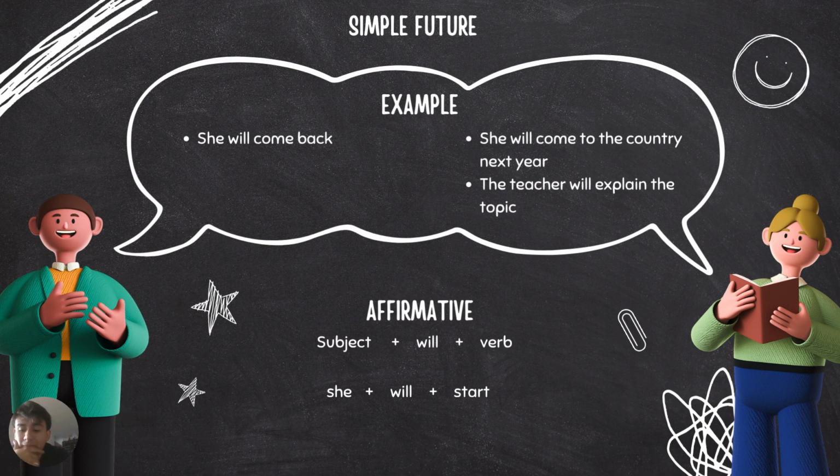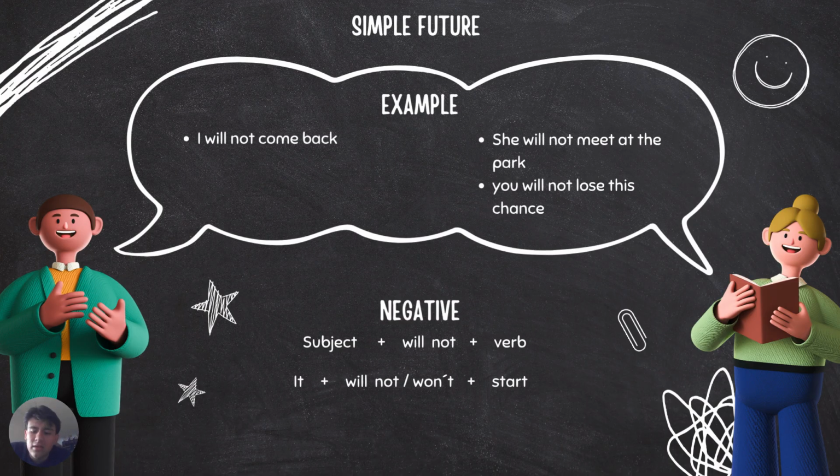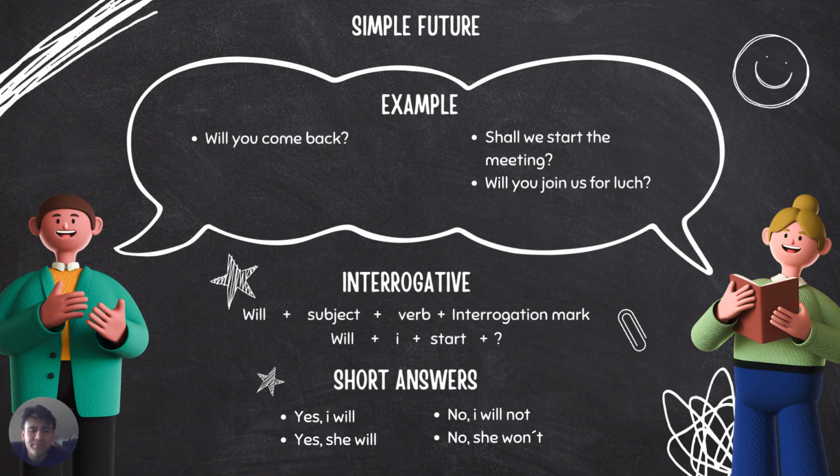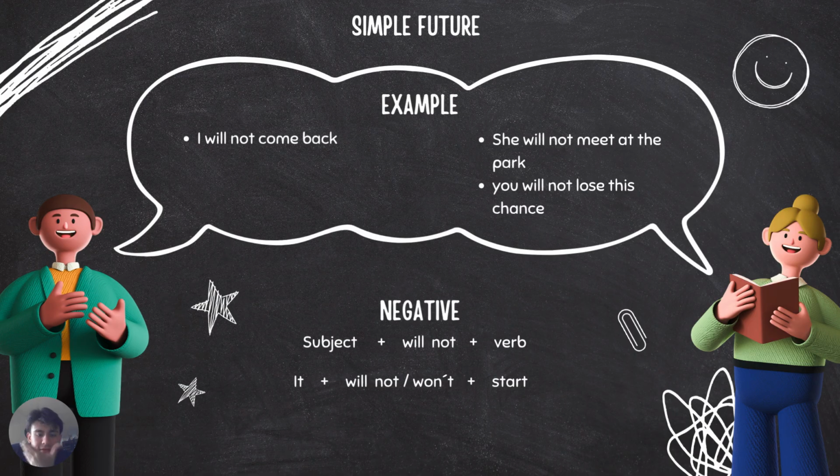On the other hand, we use will for predictions, promises, or immediate decisions, like when a waiter asks for your order and you say, "I think I'll have some orange juice." This is the interrogative structure. This is the negative structure.